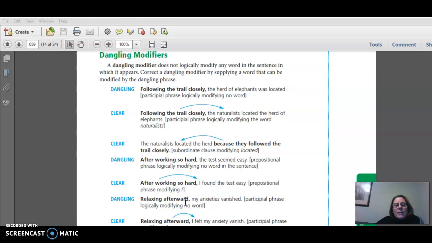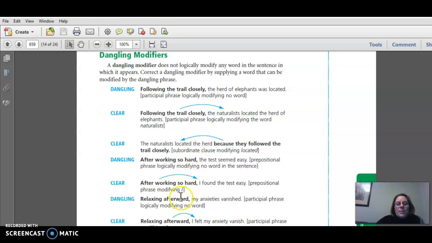Another dangling one: after working so hard, the test seemed easy. What's working hard? We're confused. After working so hard, I found the test easy would make it more clear. Okay, hopefully you understand the gist of this.